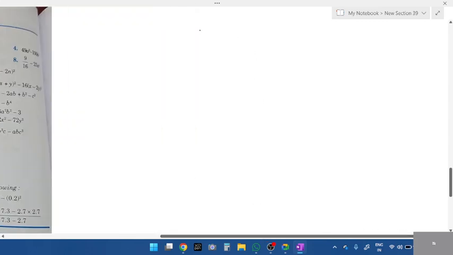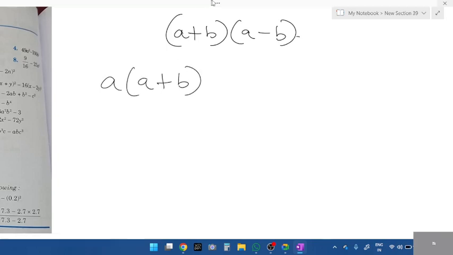Before starting this, there is a formula. We need to learn an algebraic formula. Concentrate here. A plus B into A minus B. How do you solve this bracket rule? Before this, how do we solve this, students? What's the answer for this?